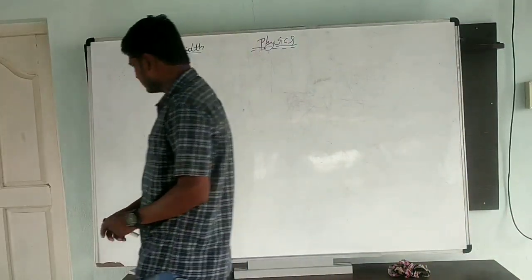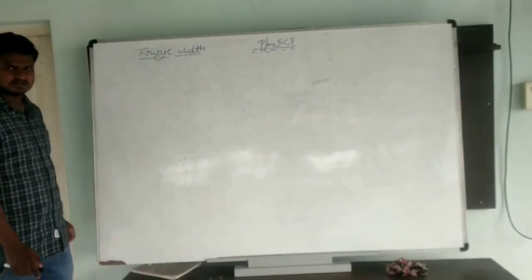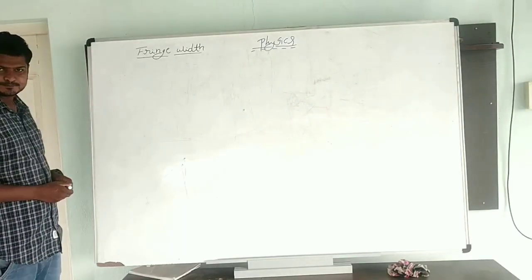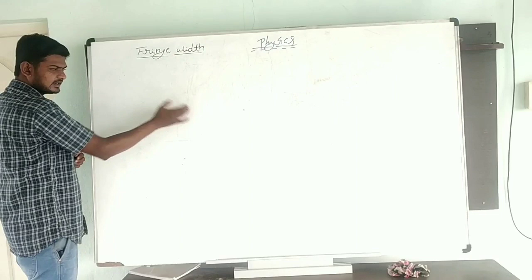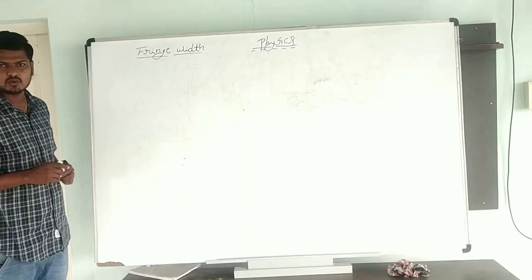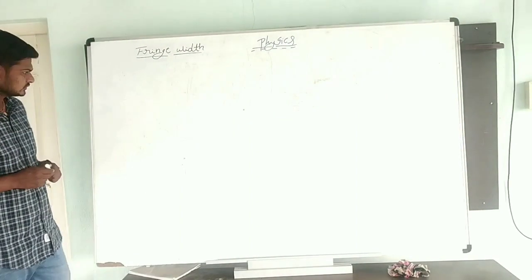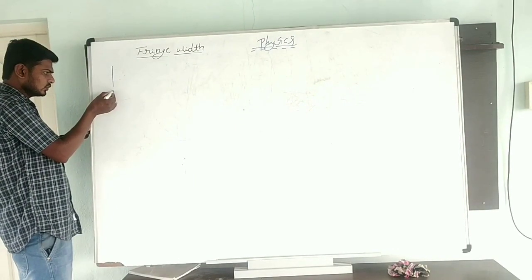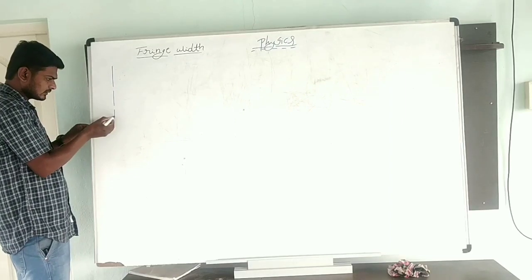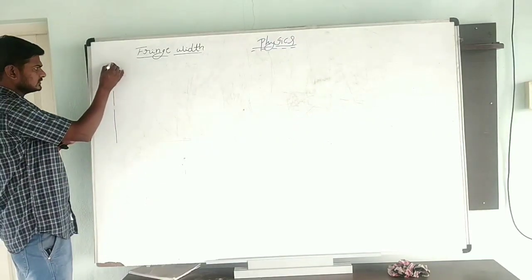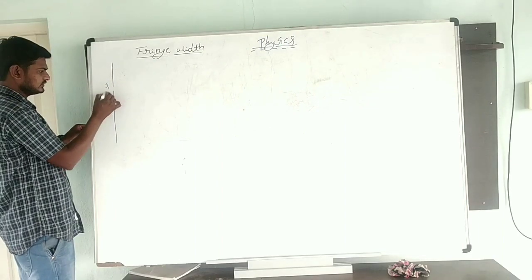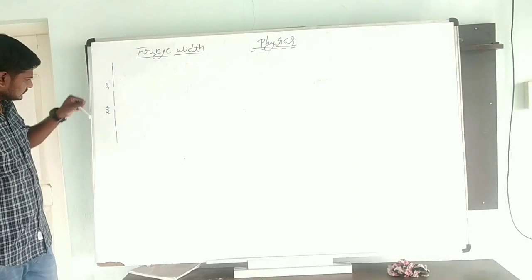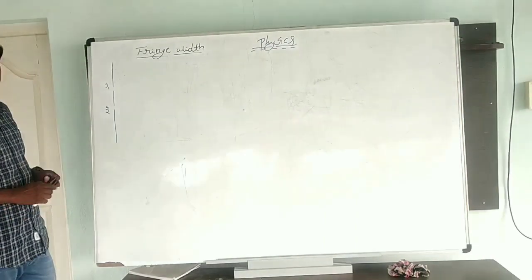Now, first we come to the diagram. To derive the expression for fringe width, first we take the diagram. To get the interference pattern on the screen, first we need coherent sources. So we need two coherent sources, S1 and S2. S1 and S2 are the two coherent sources.